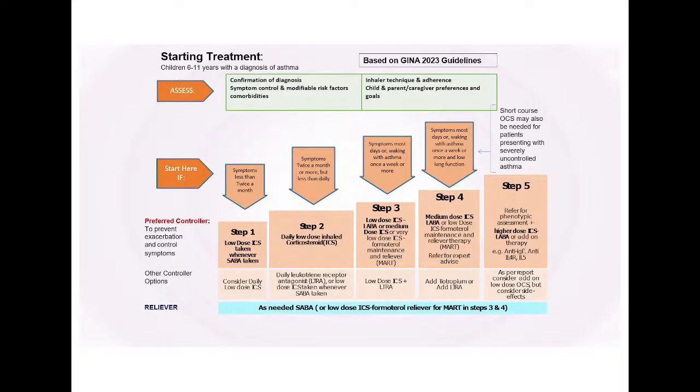Now step 4, symptoms most of the days or waking with asthma once a week or more, and lung function is also deteriorated, there is low lung function, most of the day symptoms are there, night time awakening is also there, lung function is also not good. So here we have to use medium dose inhaled corticosteroid. We have increased the dose of inhaled corticosteroid budesonide from 200, 400 to 800.